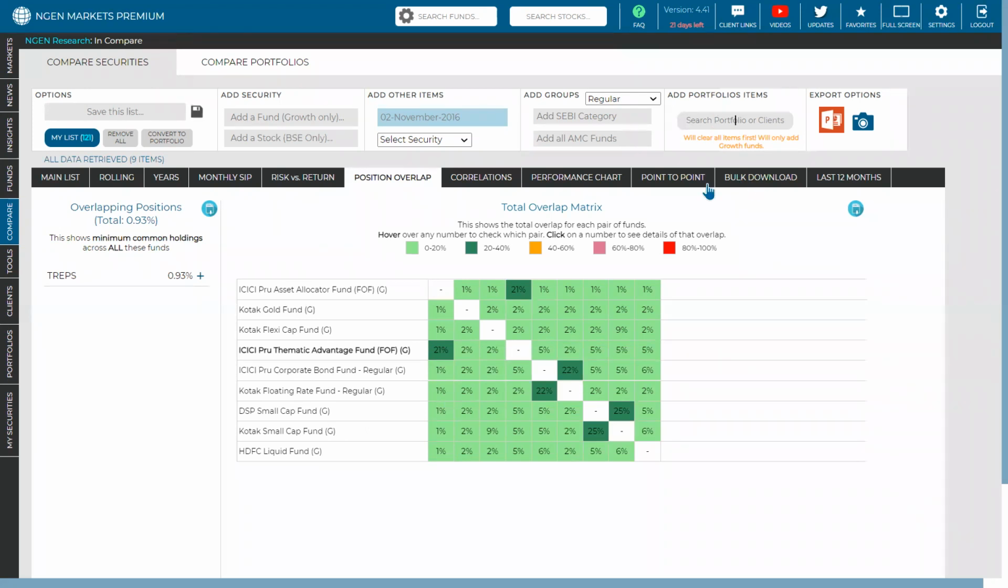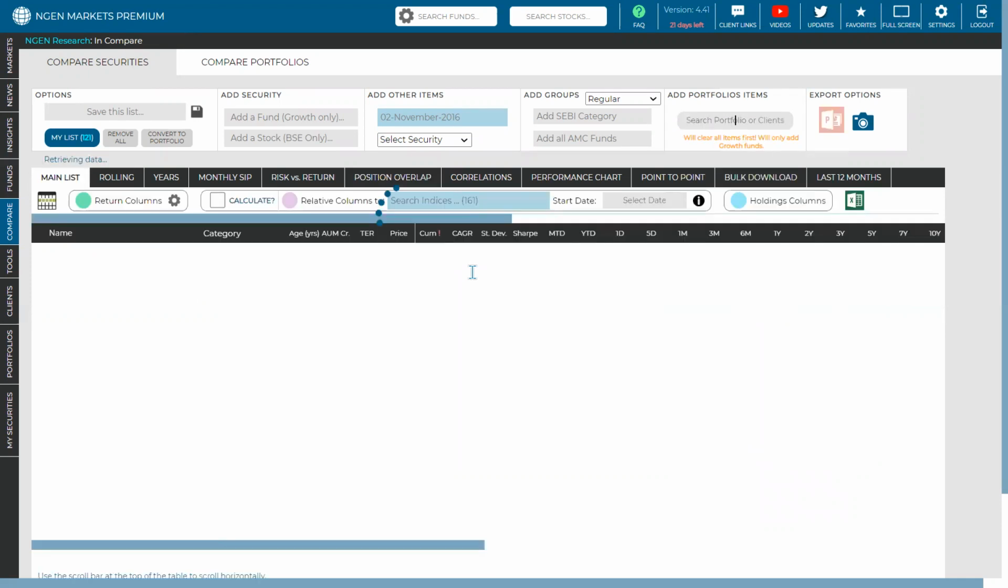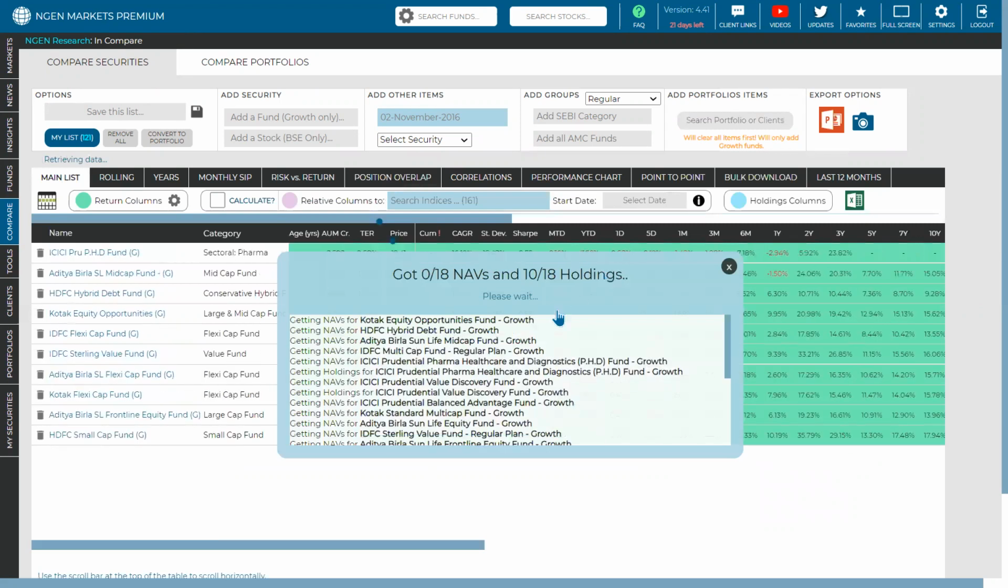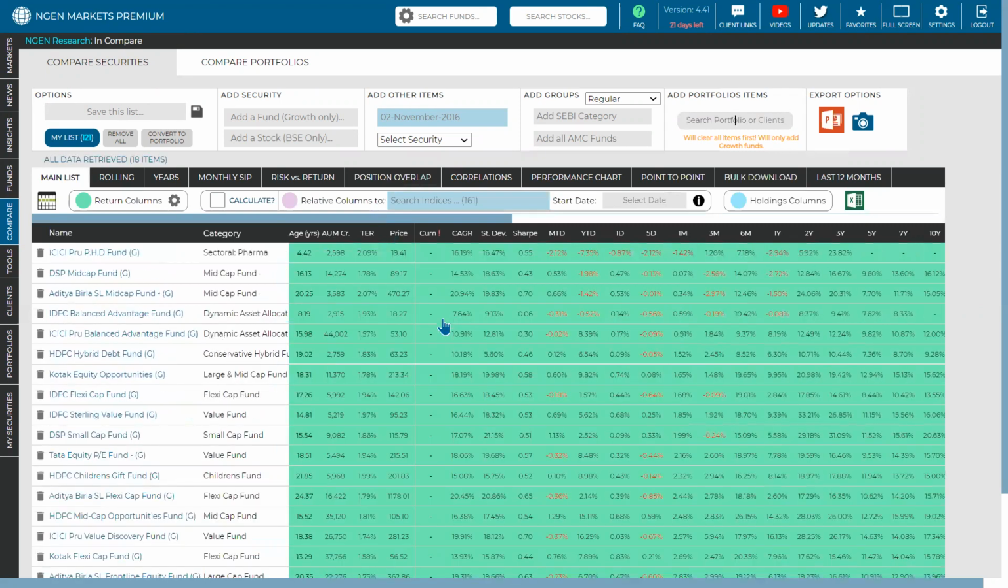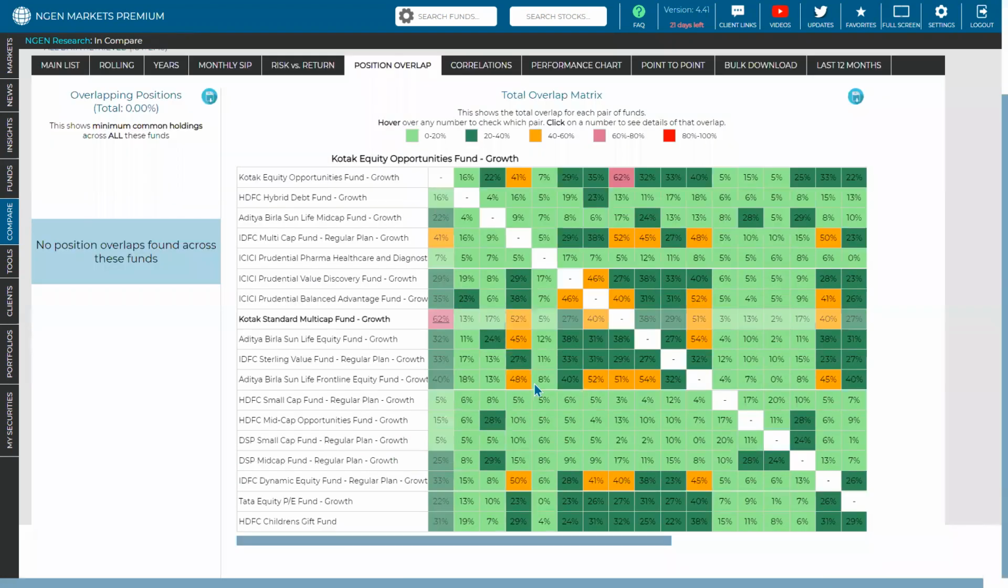So these are your own existing clients from your ARN. You can just click on it, and the client's individual holdings will be updated into the system. And once it gets updated, you can see the positional overlap here in the system. Now, in this case, there is some concentration going on. For an example, Kotak Equity Opportunities versus Kotak Standard Multi-Cap Fund. When you click on it, you can see these stocks are actually overlapping, right?